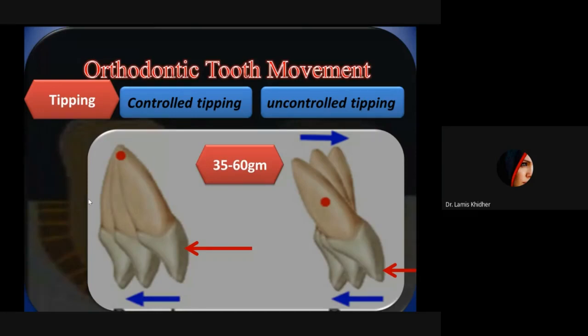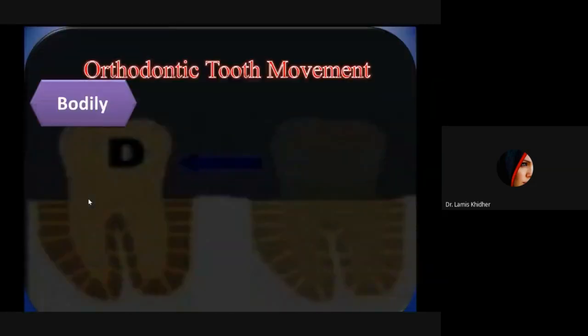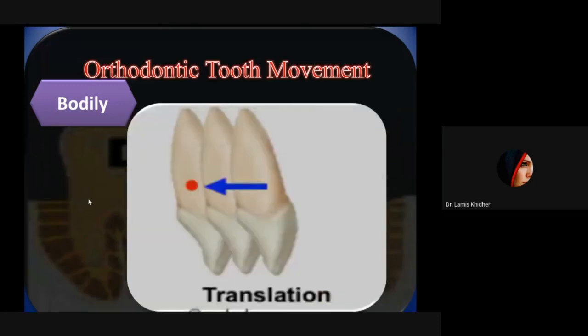I hope it's clear. Now, the other type of the orthodontic tooth movement is the bodily movement or translation movement. The translation movement, as I mentioned previously, is a movement of the whole tooth, the root and the crown, in the same direction of force application, at which the center of resistance and the center of rotation will be at the same position and the force will pass through these points.